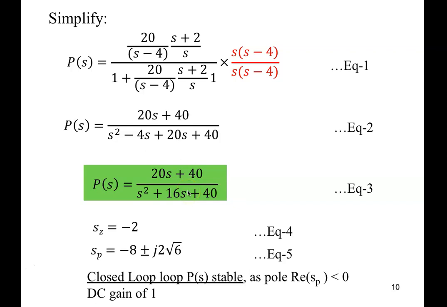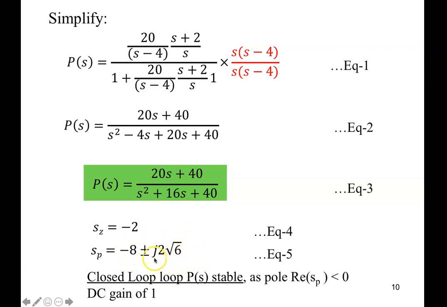Equate the numerator terms to 0. 20s plus 40 equals 0. The solution of that will give me the zero of the system, which is minus 2. Equate the denominator terms, s squared plus 16s plus 40. If you solve that quadratic equation, I end up with minus 8 plus or minus j2 square root 6.